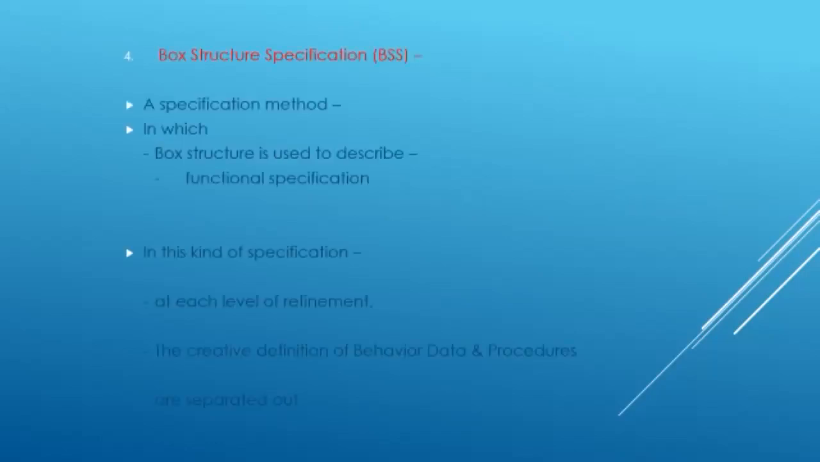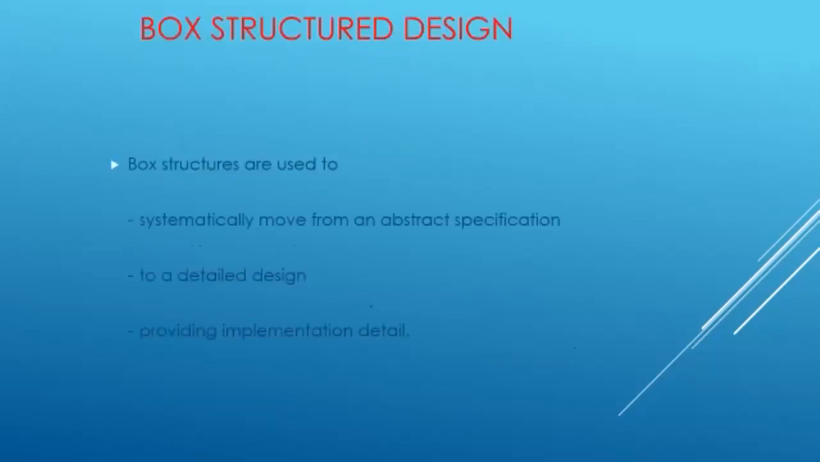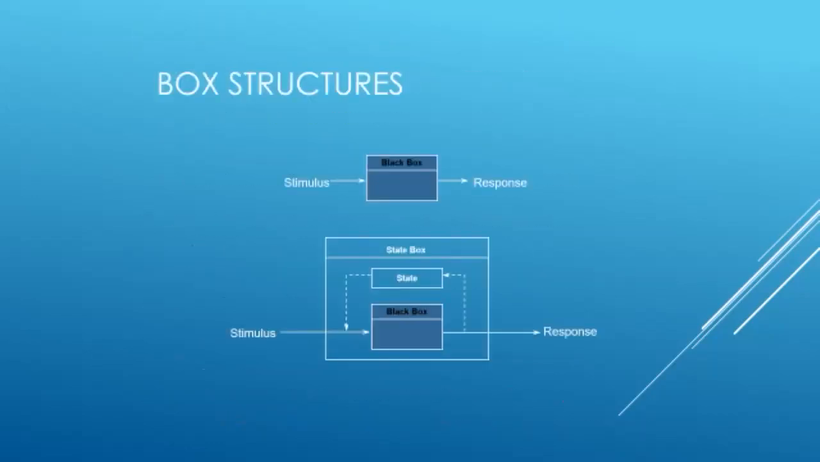Fourth, box structure specification. These are specification methods in which box structure is used to describe functional specification. In this kind of specification, at each level of refinement, the creative definition of behavior, data, and procedures are separated out.